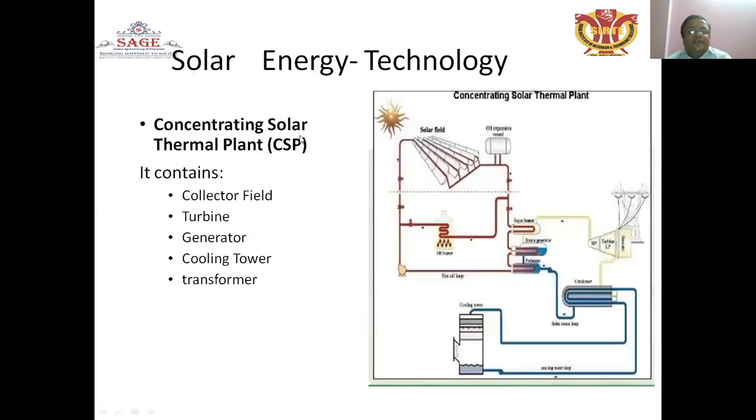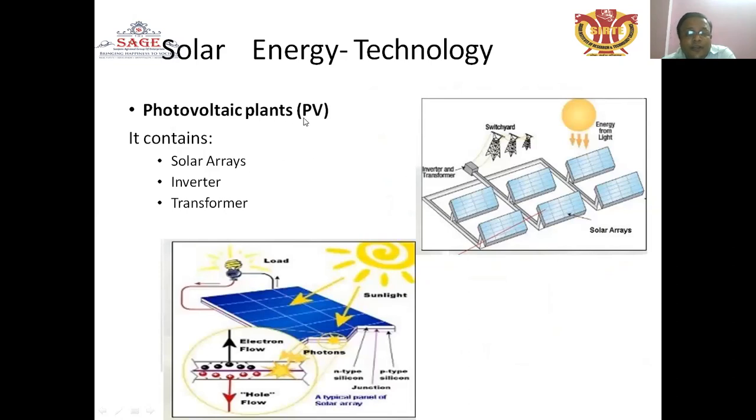Solar energy technology: a concentrating solar thermal power plant, called a CSP. It contains a collector field, turbine, generator, cooling tower, and transformer. The concentrating solar thermal power plant is described unit-wise: the solar field, the generator side, the coupler side, and the turbine side, with a number of devices used for converting solar energy from one form to another. Solar energy technology in photovoltaic plants, that is the PV manner, contains solar arrays, inverter, and transformers. These are the arrangements by which solar energy is converted in different ways.